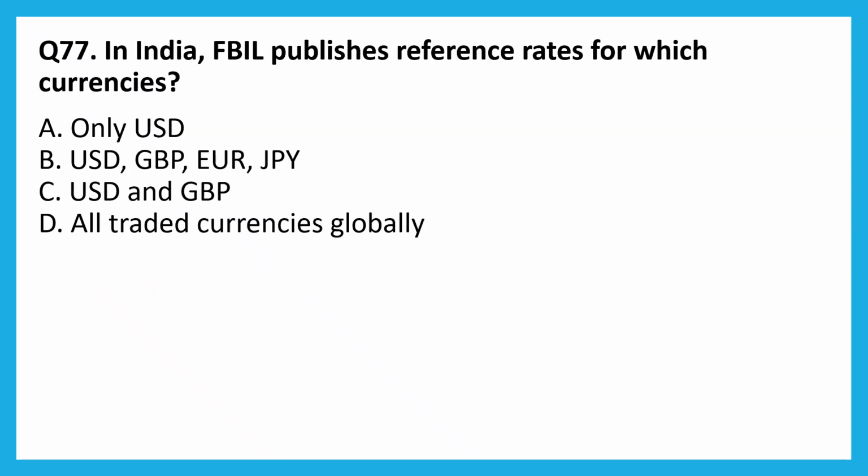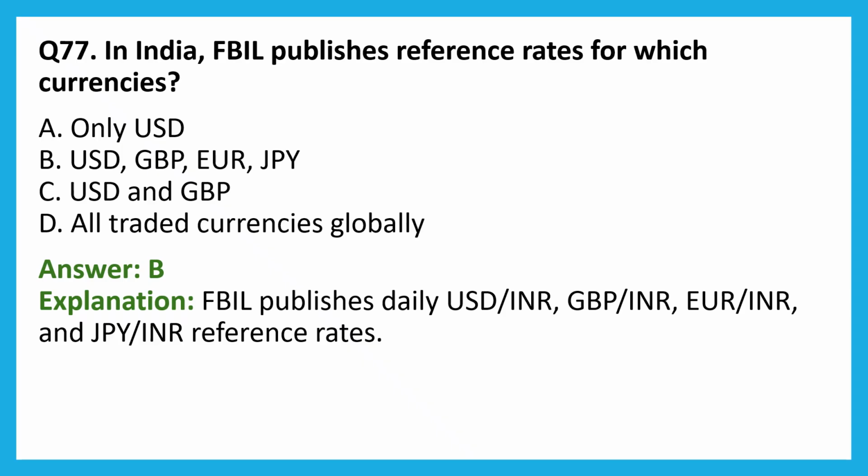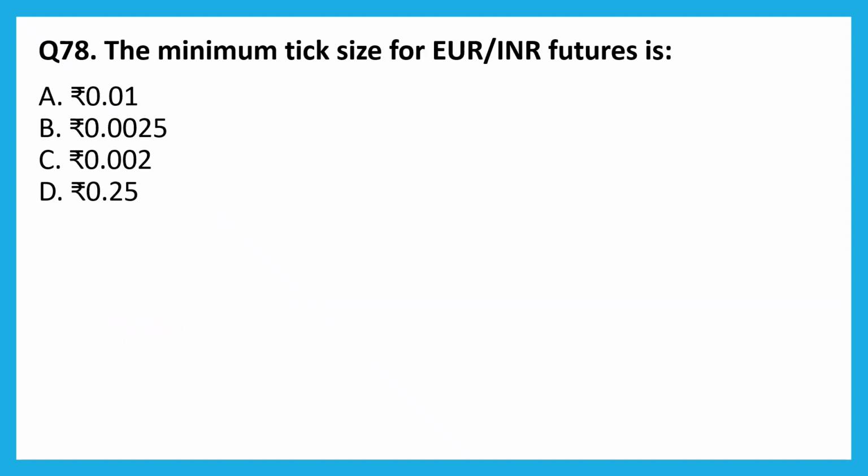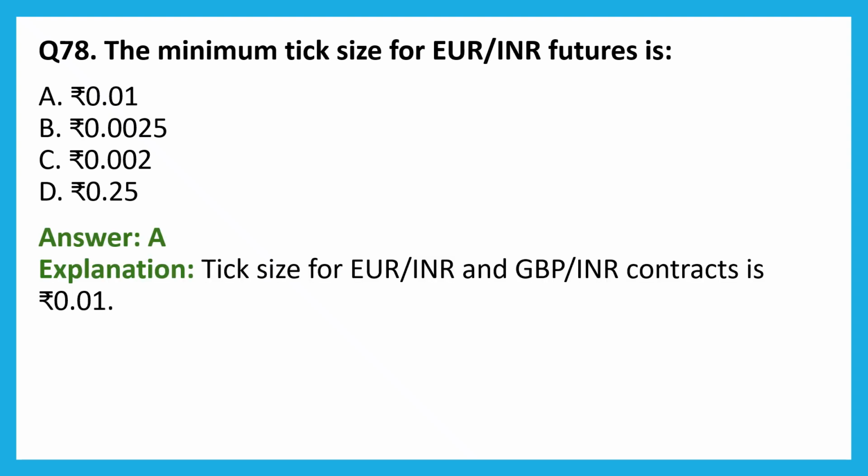Next question. In India, FBIL publishes reference rates for which currencies? Correct answer is option B. Next question. The minimum tick size for Euro INR futures is option A 0.01, option B 0.0025, option C 0.002, and option D 0.25. Correct answer is option A 0.01.